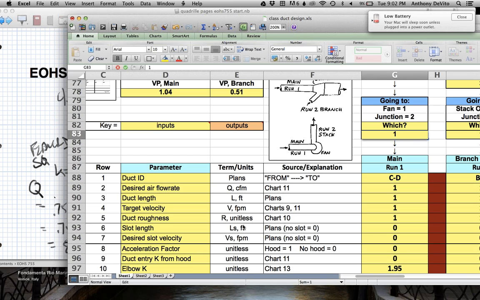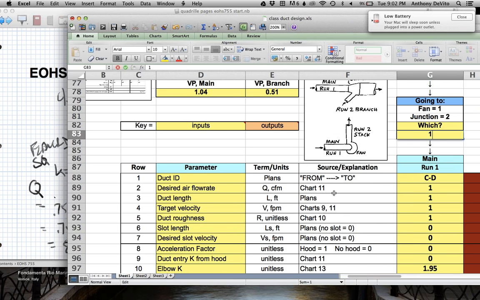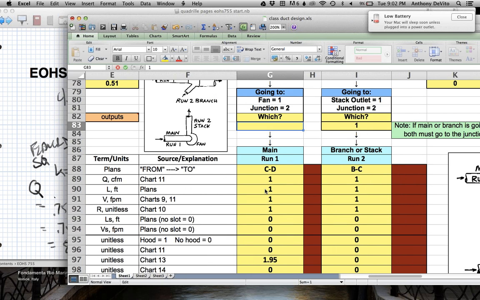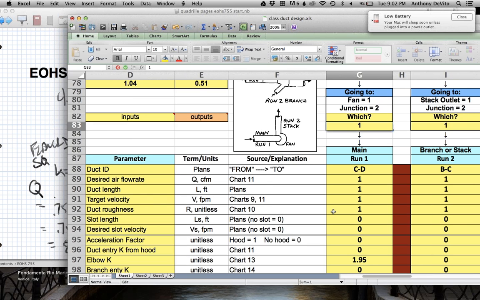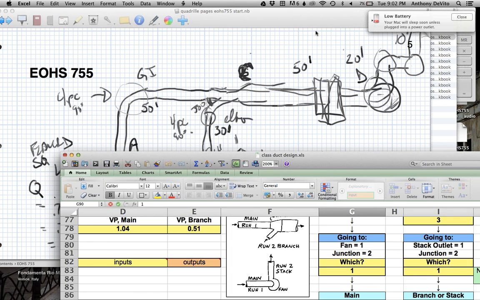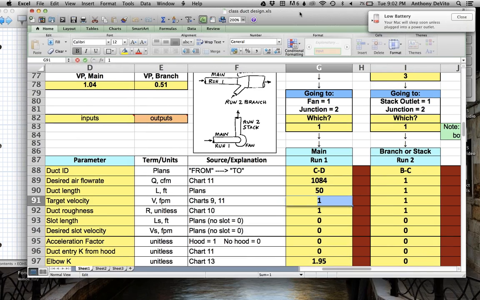So now the desired flow rate. I'm on this one here from the fan. So the flow rate is going to be 1,000. What was it again? 84? And what's the duct length? How much was it? 50 feet. 50 feet to the filter. Another 50 feet. The target velocity. What's the target velocity we need now?